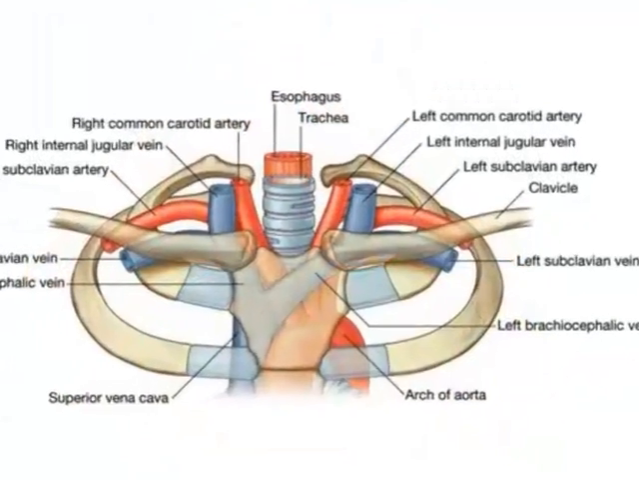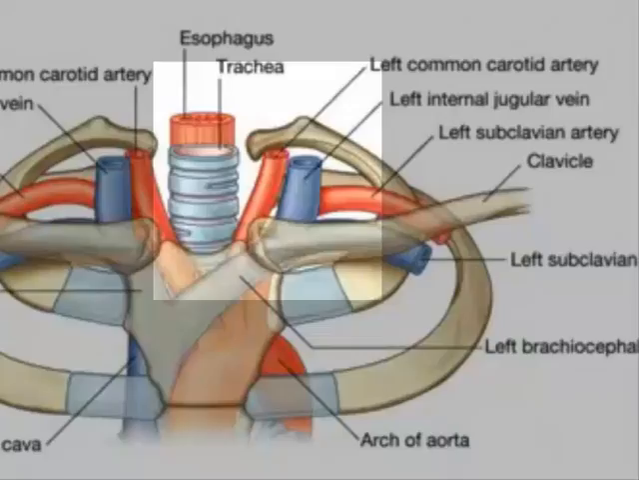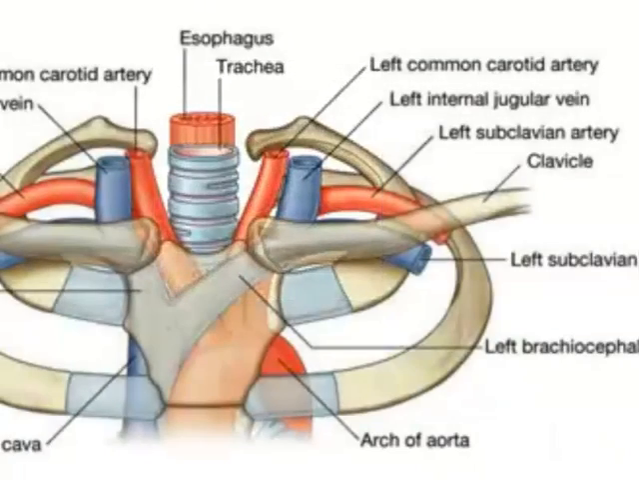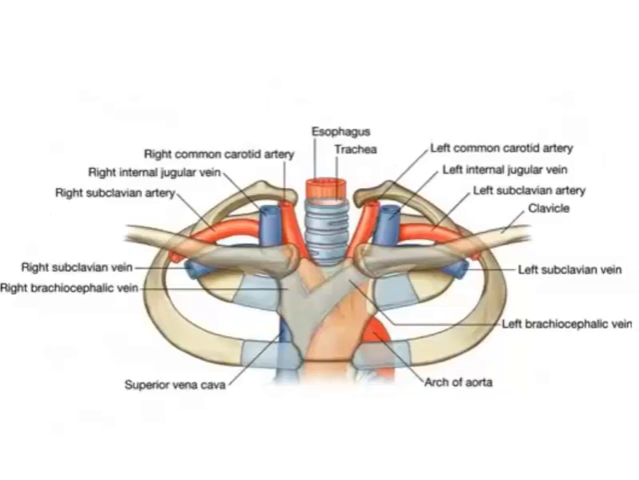The left common carotid artery begins at the aortic arch. Like its counterpart on the opposite side of the neck, the left common carotid artery ascends the neck just lateral to the trachea and medial to the internal jugular veins. The left common carotid artery also bifurcates into external and internal carotid arteries.